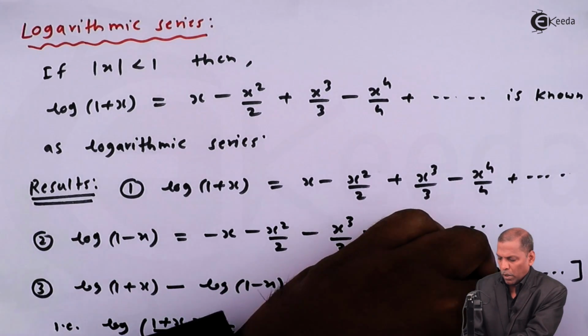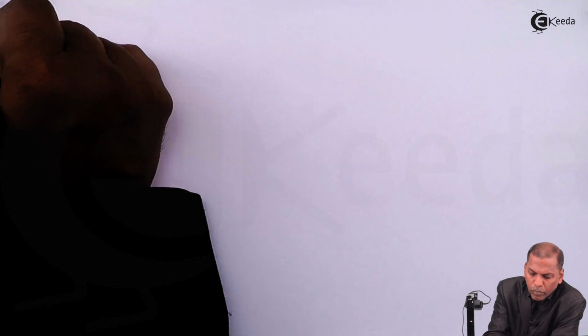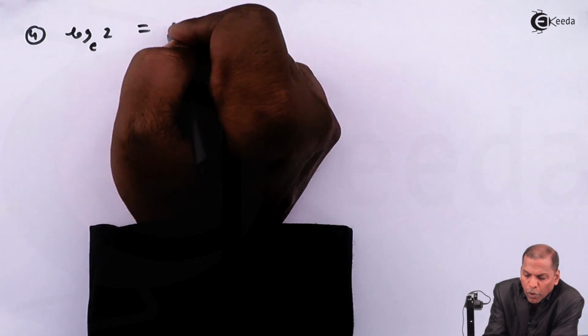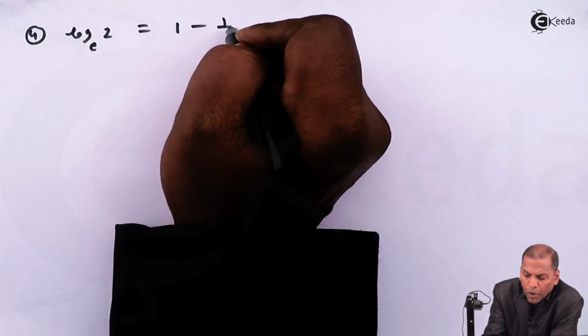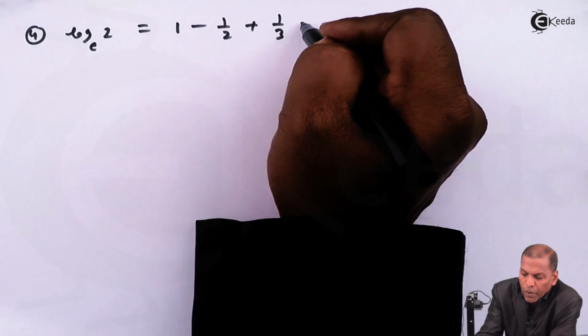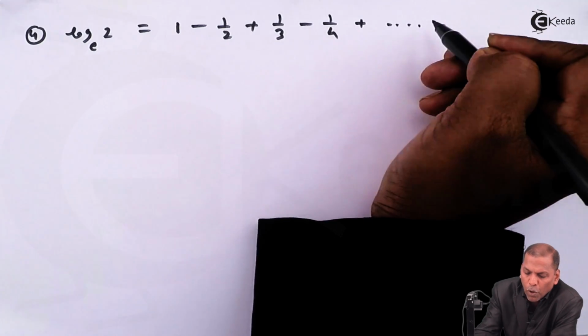Then the result number 4 is: in the first formula we put x equal to 1, so we get log 2 to the base e, which is equal to 1 minus 1 by 2 plus 1 by 3 minus 1 by 4 plus and so on.